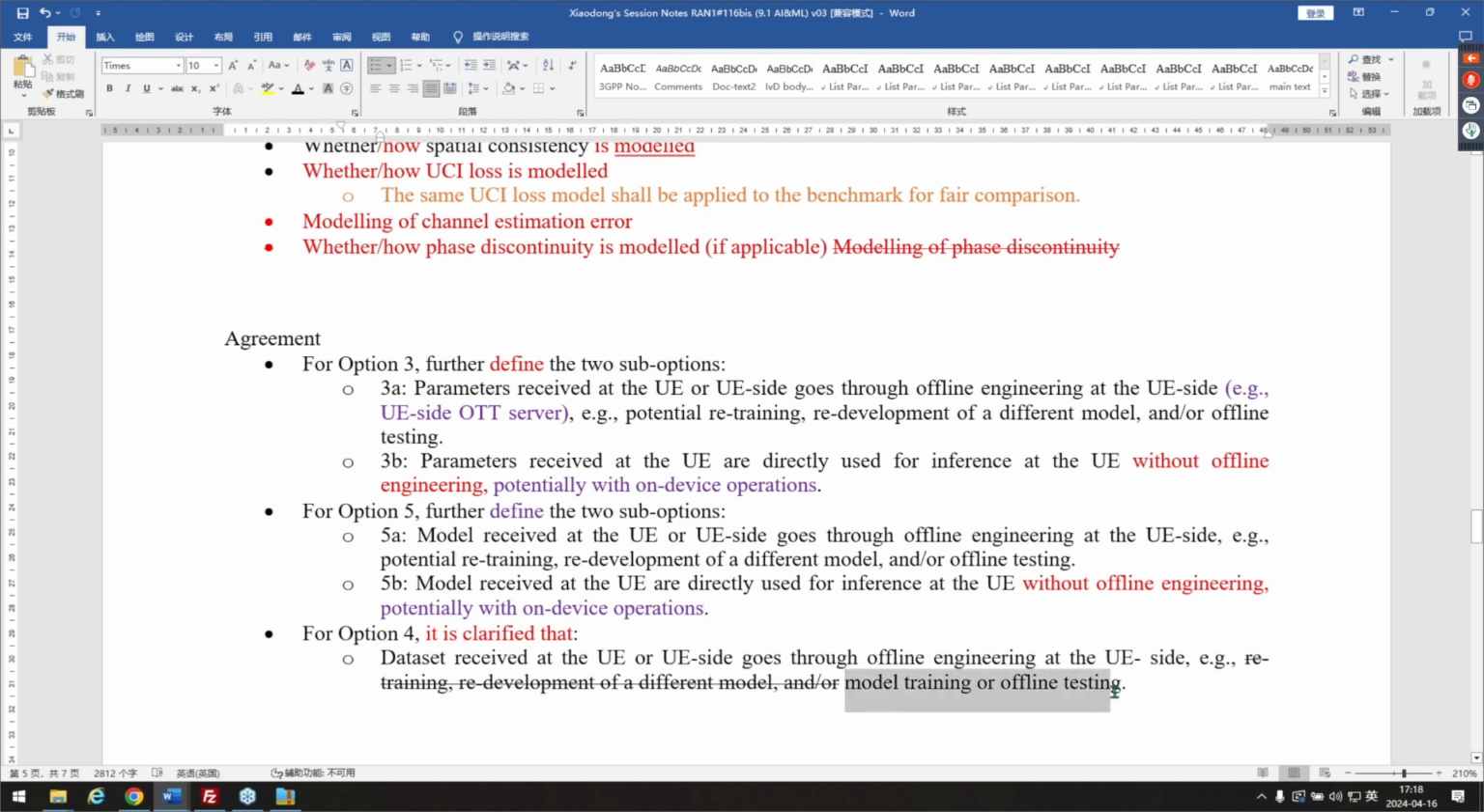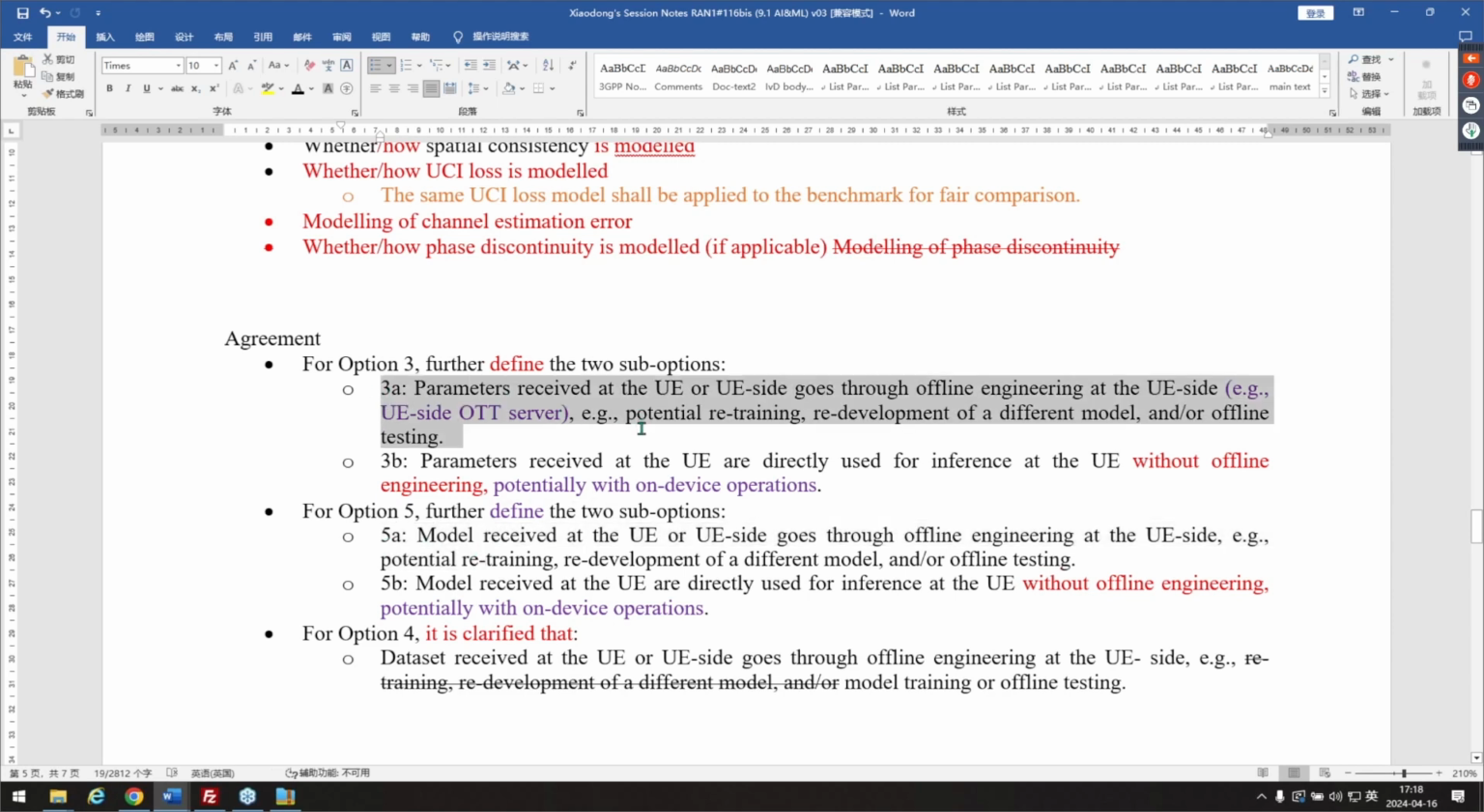Similar as this one, right? No, that one's fine. Yeah, but then there is an e.g. UE side OTT server. In 3A, UE side, which in 3A, modify which part? 5A. No, in 3A. 3A.